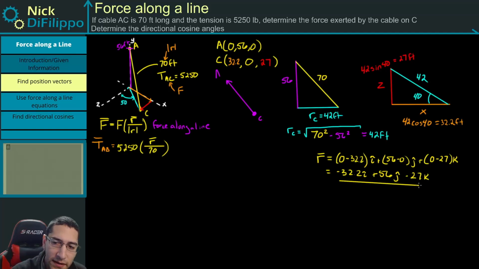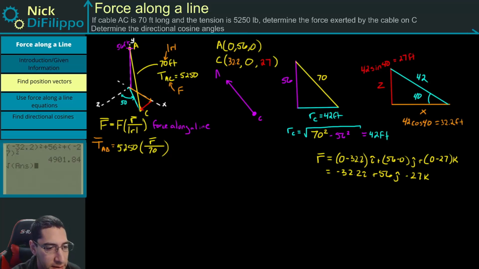And if you take the magnitude of all these numbers, you'll get 70. So this is just a good check. Minus 32.2 squared. Oops. You need to put that in parentheses if you're going to use the minus signs. Plus 56 squared plus minus 27 squared. You can see it's going to be really close, not exactly 70 because of some of the rounding we did, but we get that this magnitude is about 70.